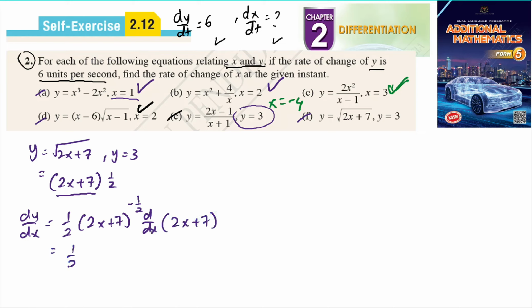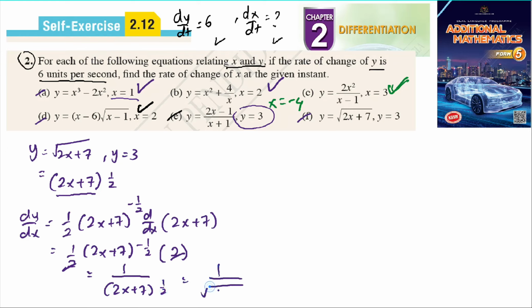So this one is half, 2x plus 7, to the power of negative half. When you differentiate 2x, you get 2. Differentiate 7, you get 0. So half and 2 can be cancelled out. So you see here, this one is power negative 1 over 2. So actually, we can bring it down: 2x plus 7 to the power of negative half, or 1 over square root of 2x plus 7.